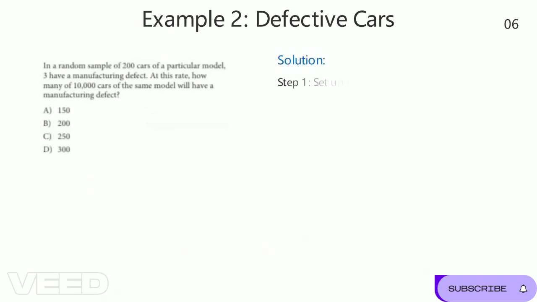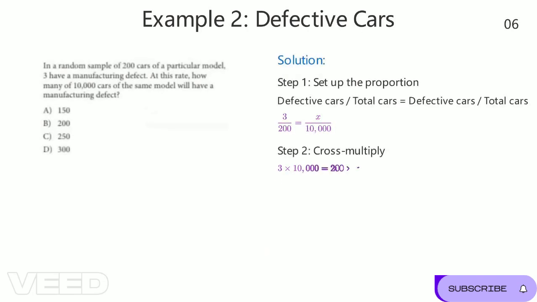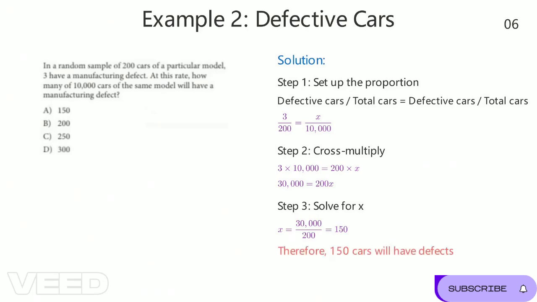Let's move on to our second example. A company makes 10,000 cars and 3 out of 200 have a defect. We need to determine how many of the 10,000 cars will have defects. This is a perfect application of proportions. First, we set up the proportion. The ratio of defective cars to total cars should be the same in both cases. So we have 3 defective cars out of 200 total cars equals X defective cars out of 10,000 total cars.